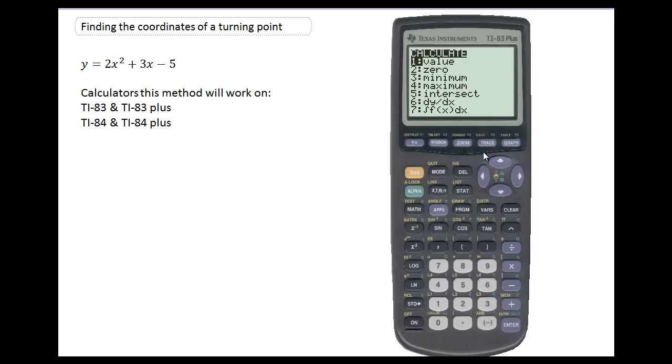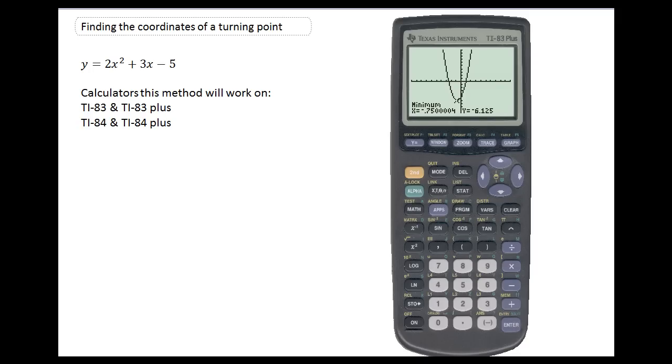for minimum. So I select minimum, press enter, and the cursor I get, I must move it to the left hand side of where I believe the minimum to be. Then I move it to the right hand side of where I believe the minimum to be. And then for my guess, I just press enter. And it tells me that I have a minimum at x equals minus 0.75 and y equals minus 6.125.